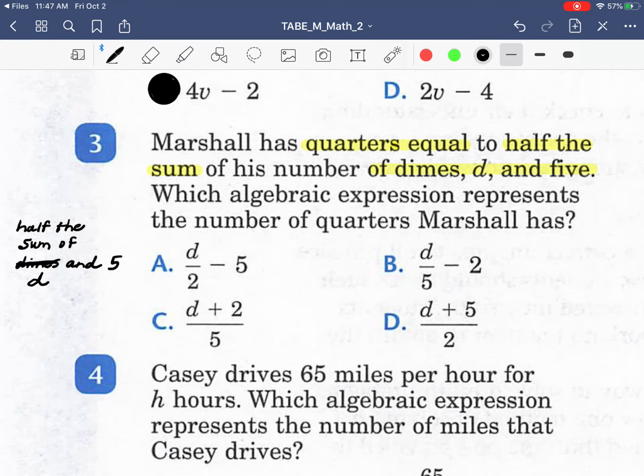Sum means add. So I can eliminate A, that's a subtraction problem. I can eliminate B, that's a subtraction problem. So it has to be C or D. What is it telling me to add? It's telling me to do the sum of 5 and D. So the answer we want is option D. The sum of 5 and D divided in half.